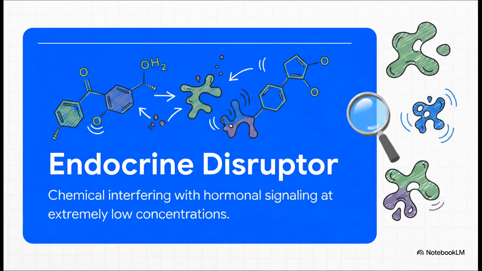But here is the critical thing you really need to take away from this. Unlike the classic POPs that need to build up massively over a lifetime, endocrine disruptors can trigger devastating effects at almost unimaginably small scales. We are talking parts per trillion. Why? Because that is the exact microscopic scale at which our body's own hormones operate.